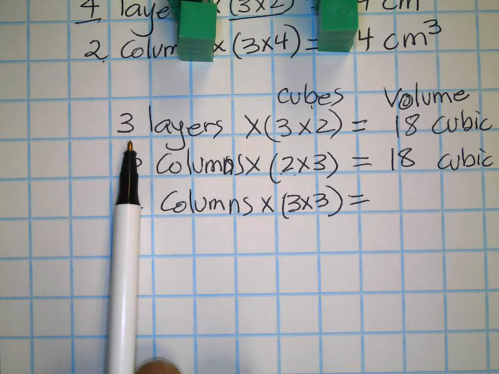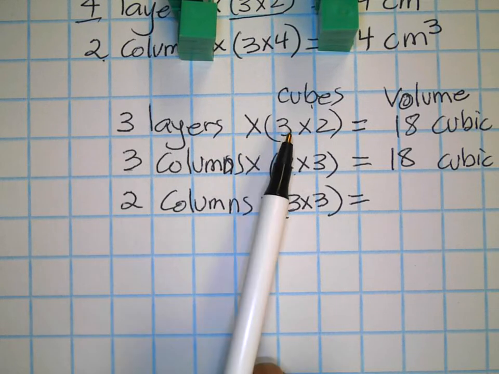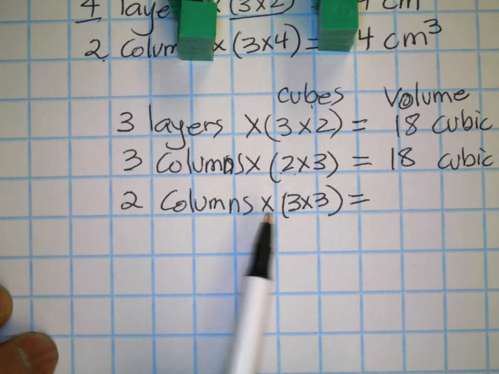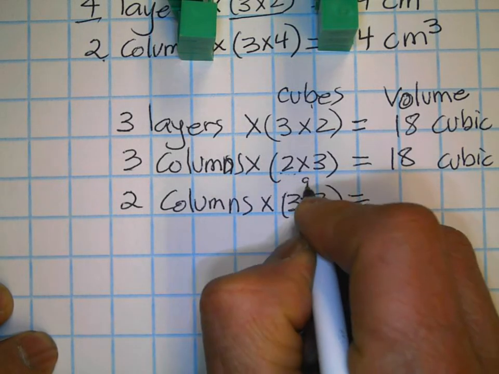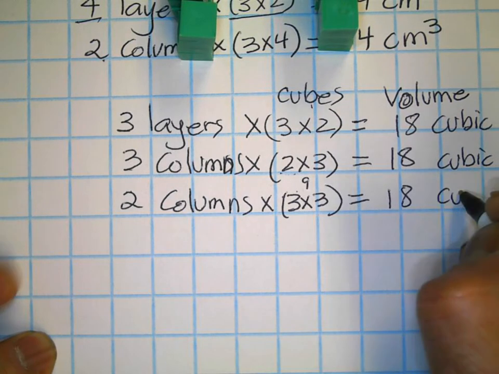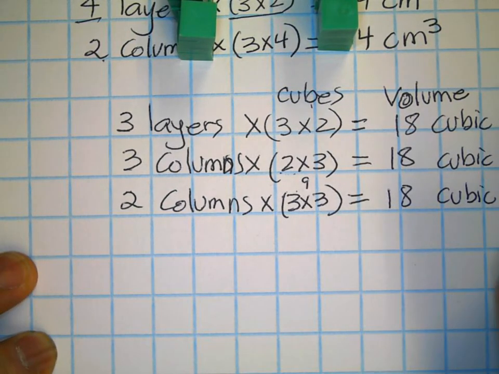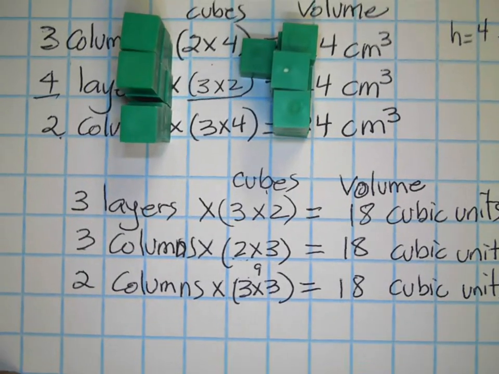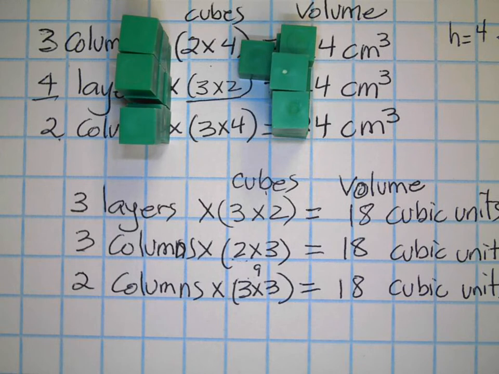So 3 layers, 3 times 2 equals 6. This one is 3 times, okay, I'm sorry. 3 times 3 equals 9. This is a 9 right here. 9 times 2 equals 18. I was doing the multiplication wrong. Well, that tells you that anybody can make mistakes. It is easy to make mistakes. That's why you have to check.